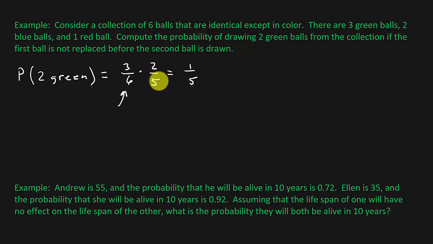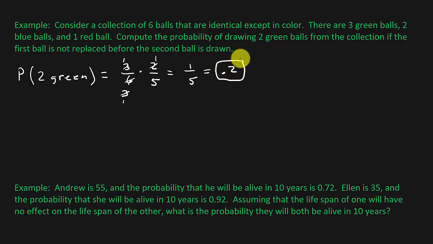Because the 2 and 6 cancel. And that would leave us with 3, and the 3 and the 3 cancel. And so we're left with 1/5, which is 0.2.